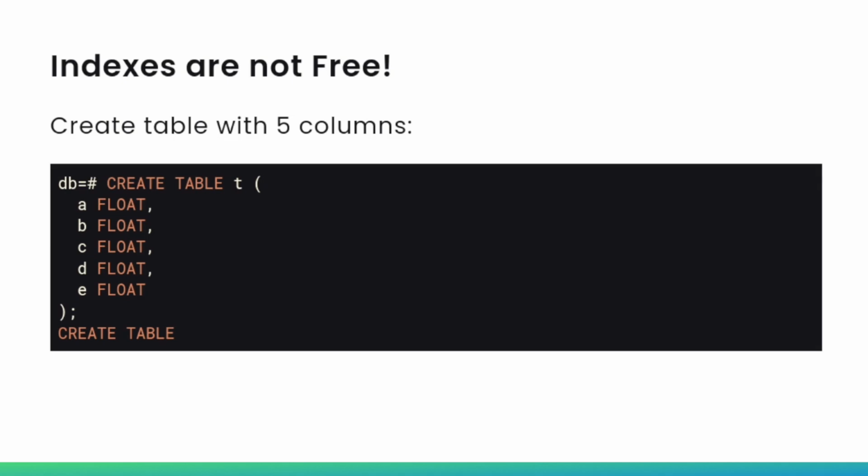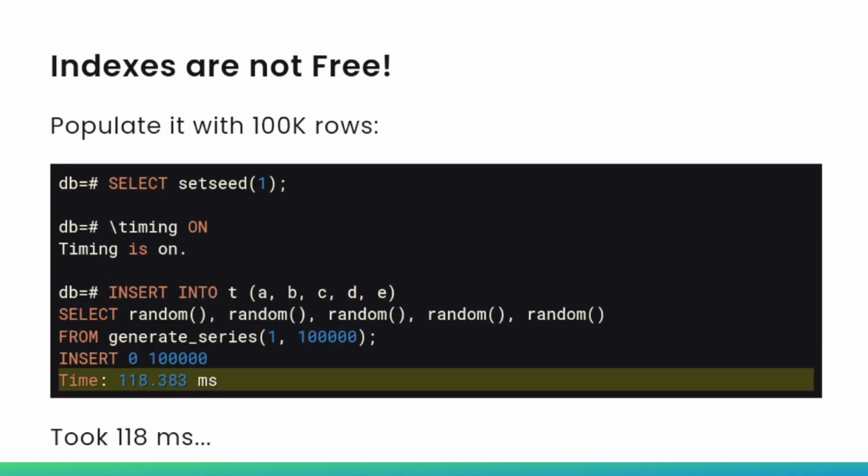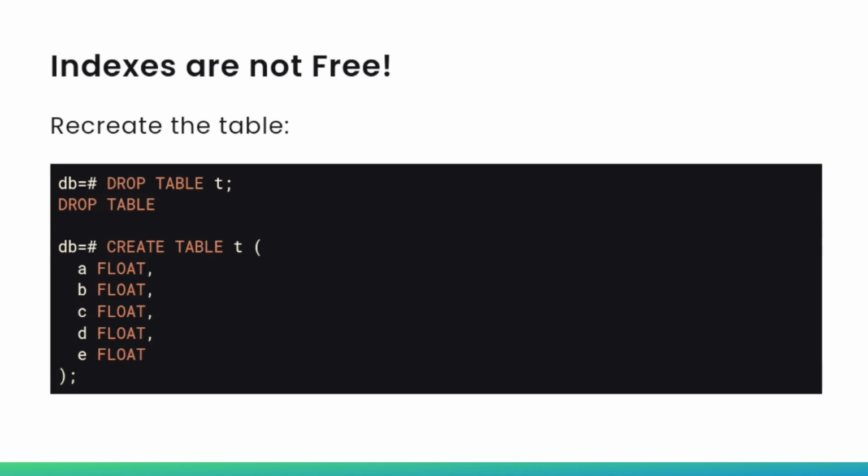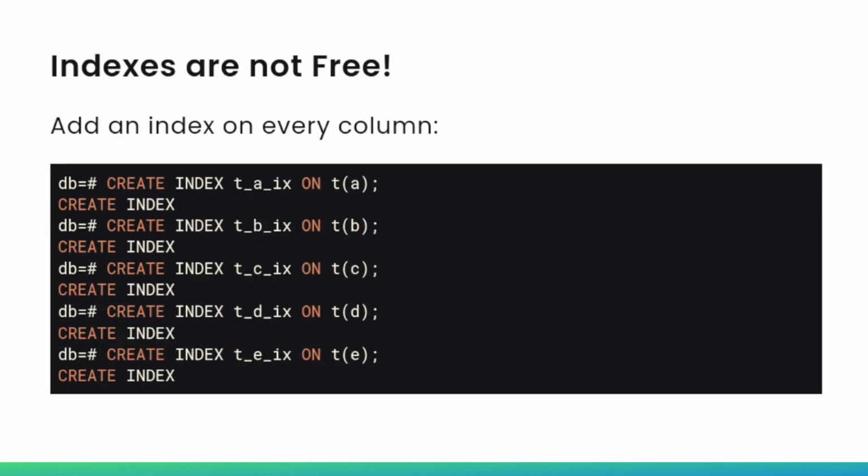Let's create a table with 5 columns, okay? We call the table T, and we have A, B, C, D, E, all floats. Now we want to insert 100,000 rows into this table, and we can see that it took 118 milliseconds, okay? That's great. Now let's do the exact same thing. We drop the table, recreate the table, okay?